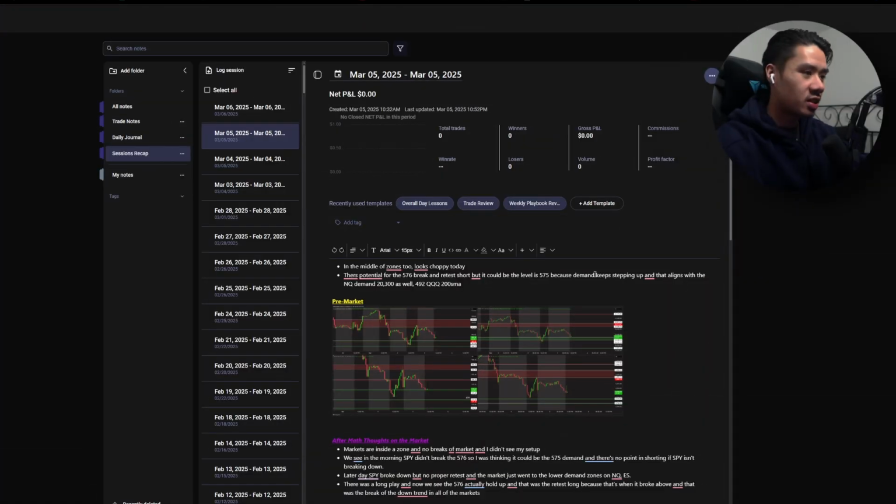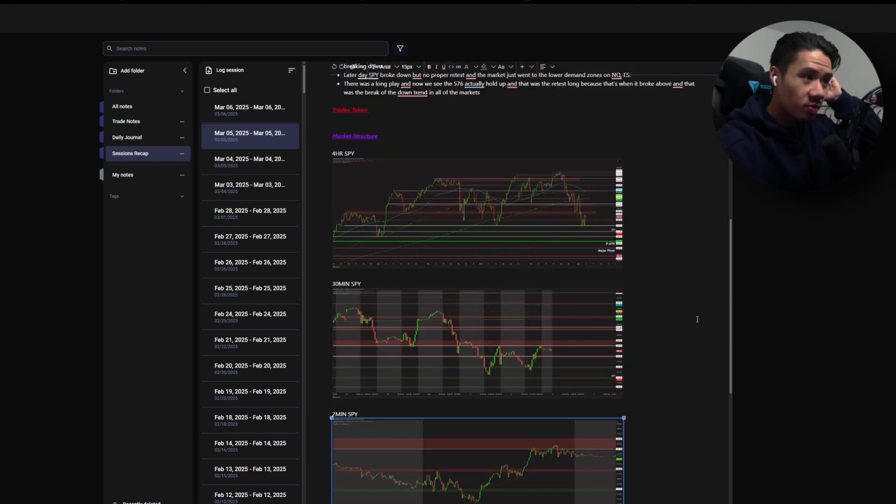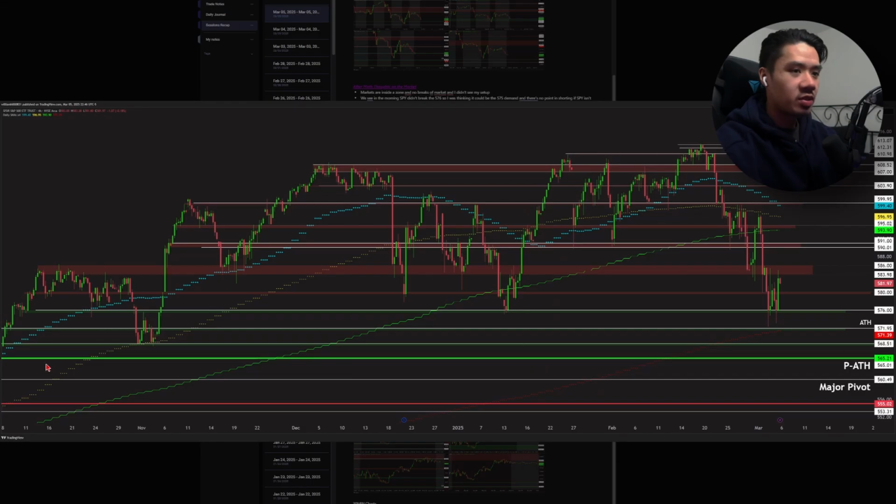Going to Wednesday now, this is my journal for Wednesday. I did change it up a little bit, but we're going to go down to the market structure. I'm going to go down to the 4 hour. I'm going to try to do things a little bit different, show you guys the bigger picture. Here's the 4 hour chart.